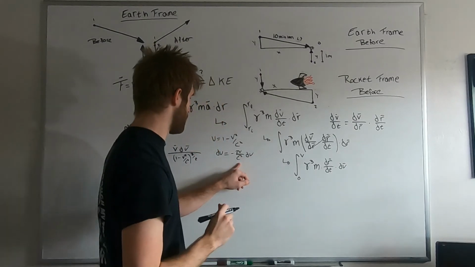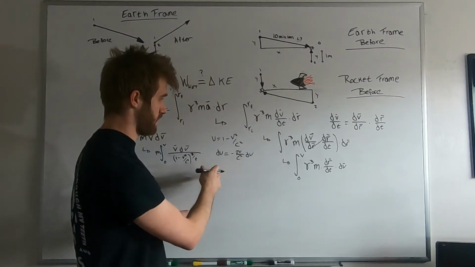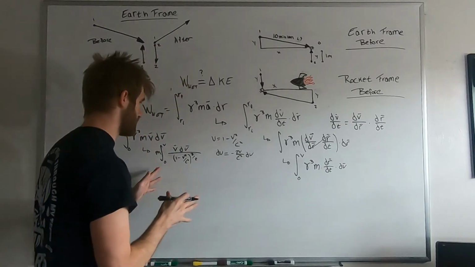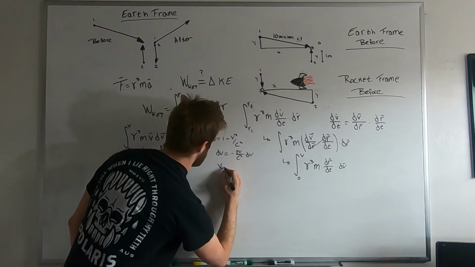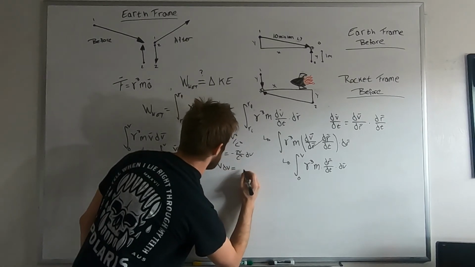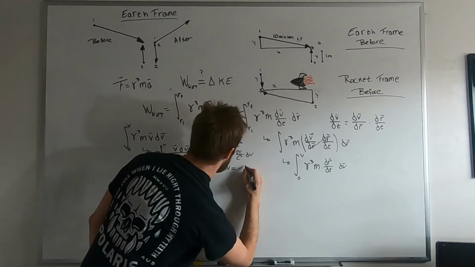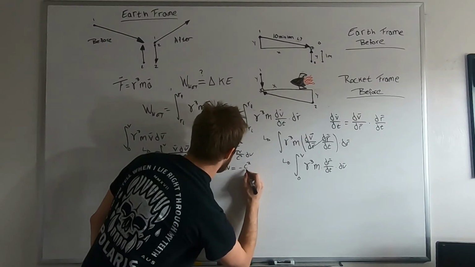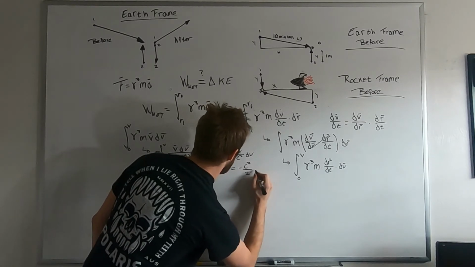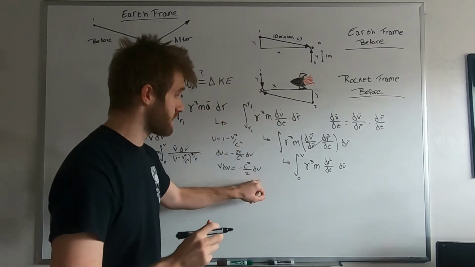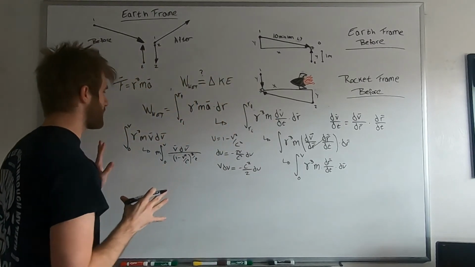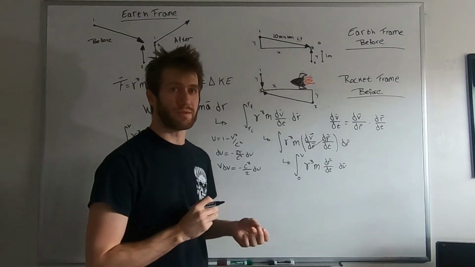And now what we can do is bring that c squared over along with the 2. That way we can substitute in for our dv. So we're going to have v dv is equal to minus c squared over 2 du. Okay, so now we can substitute that in, and it's going to be a pretty simple integral to take now.